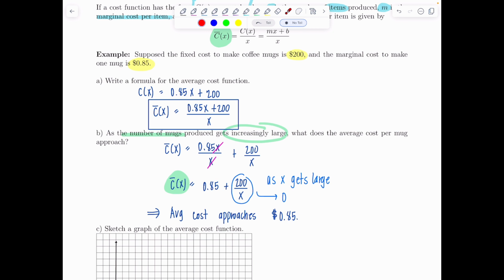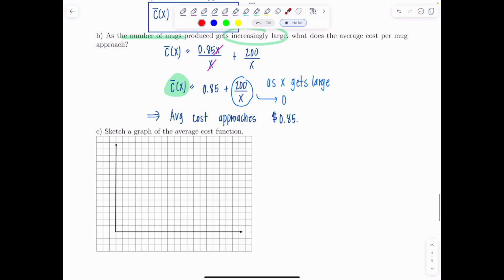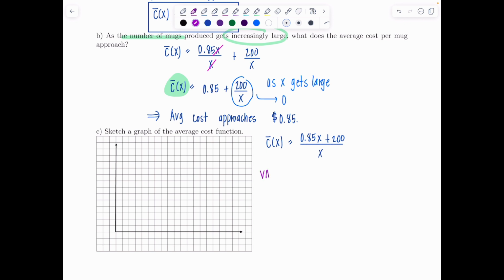Okay, last idea, they want us to sketch a graph of the average cost function. So let's figure out where the asymptotes are, and then maybe we'll make a little table and plot some points. So my average cost function, before I simplified it, was 0.85x plus 200 over x. So let's find the asymptotes. Vertical asymptote, where the denominator would be 0, that's just at x equals 0. So that's the y-axis. So this is our vertical asymptote. Horizontal asymptote, degree of numerator and denominator are the same. So I'm just going to take 0.85 divided by 1. So it's at y equals 0.85.